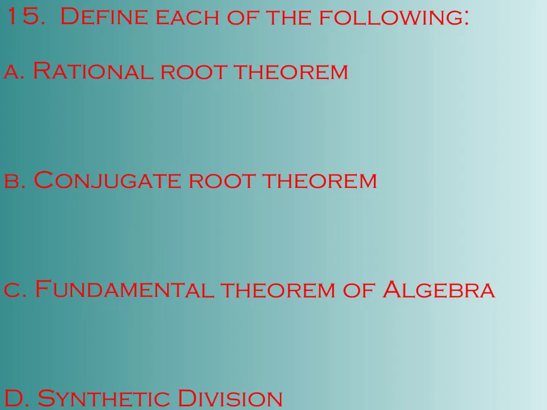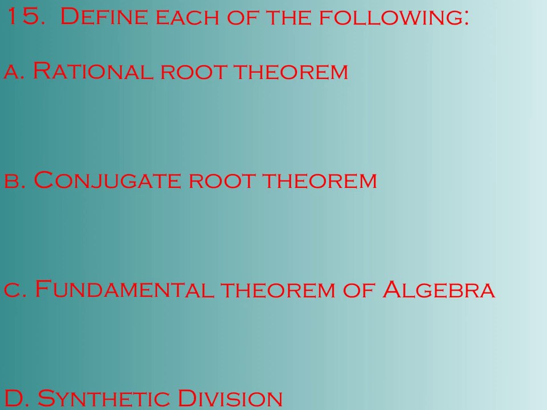Alright, you guys, number 15 is just defining each of the following. So I'm not going to write these out. I'll just talk about them, and you can easily look them up in your book or even on the internet. The rational root theorem allows us to narrow down our options for the numbers that we could possibly plug into synthetic division to find a root. It narrows down our choices and gives us possible roots.